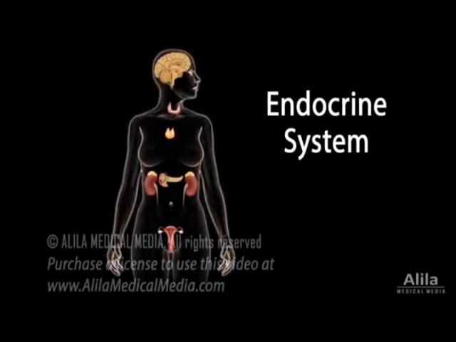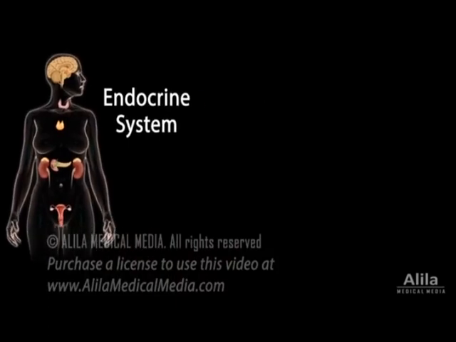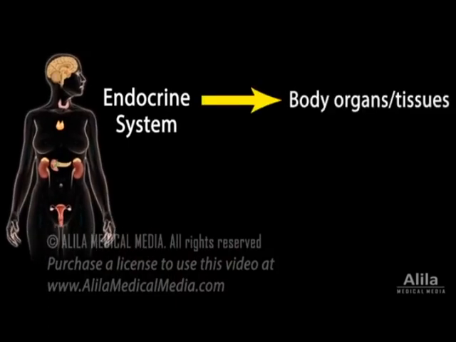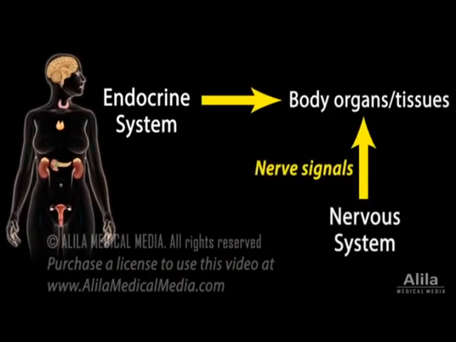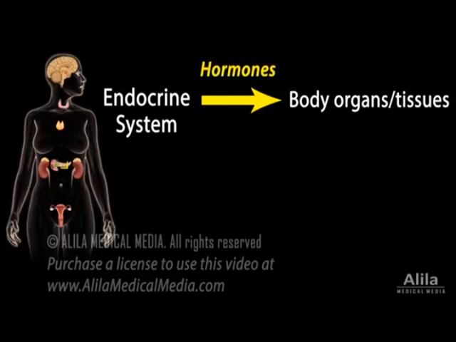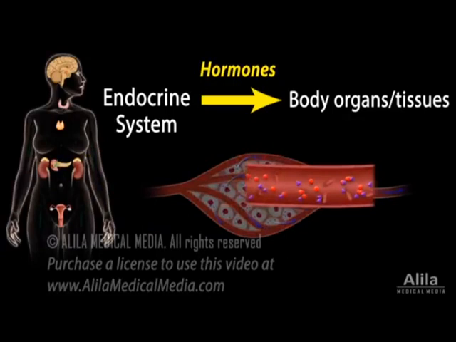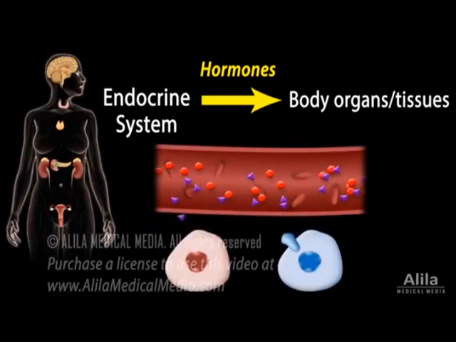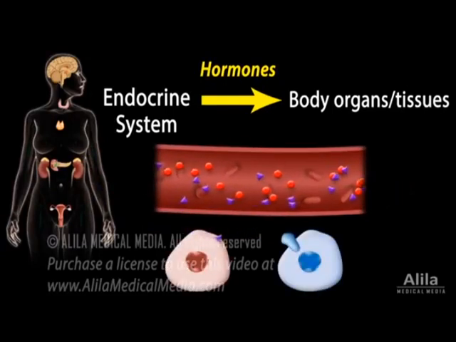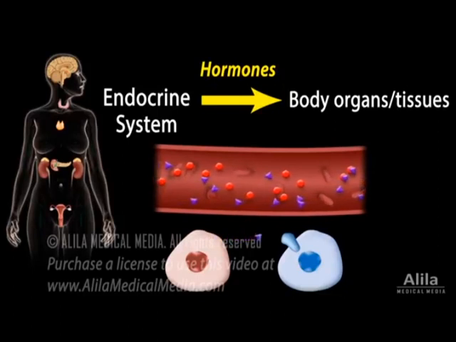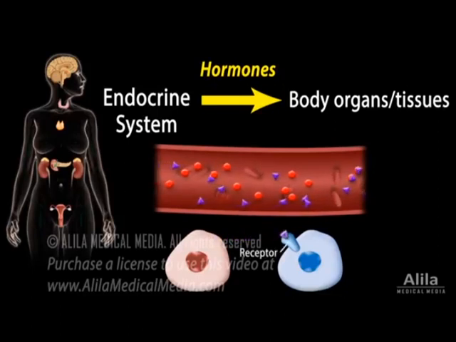The endocrine system is one of the two systems responsible for communication and integration between various body tissues, the other being the nervous system. Endocrine communication is achieved by means of chemical messengers called hormones. Hormones are produced in endocrine glands and secreted into the bloodstream to reach body tissues. A hormone can travel wherever the blood goes, but it can only affect cells that have receptors for it. These are called target cells.